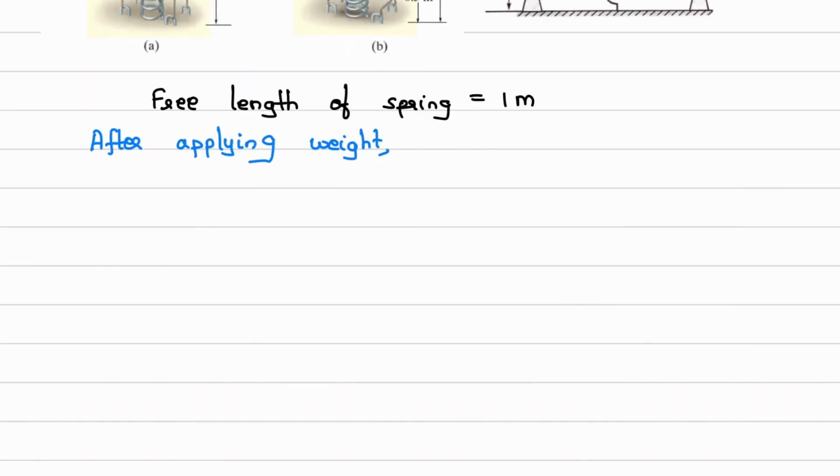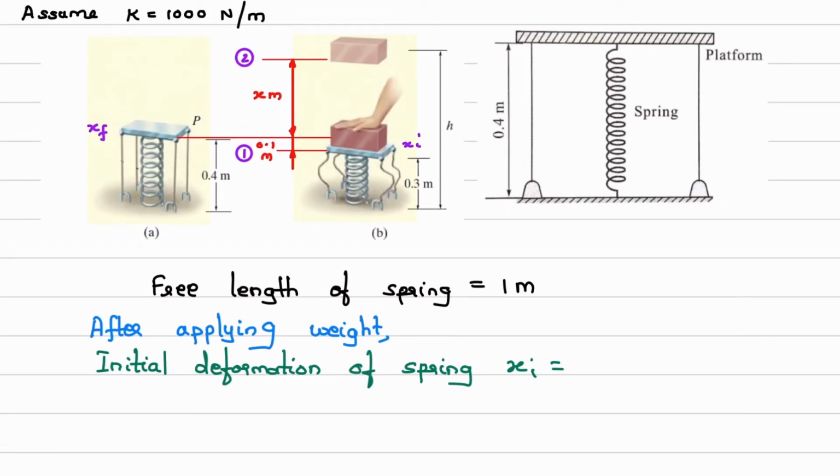So I'll write down the first point. After applying weight, the initial deformation of the spring, that is, we have to find xi. What is that? It will be at the initial location of the platform, this location, this height. Then once the force is removed, what is the final position of the platform? This is the final position, f, from the bottom side.